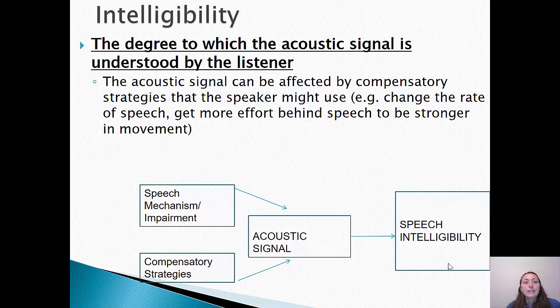So, intelligibility, a very basic definition, is the degree to which the acoustic signal is understood by the listener. So we understand that the acoustic signal, the part that we hear, can be affected by compensatory strategies that are implemented by the patient.